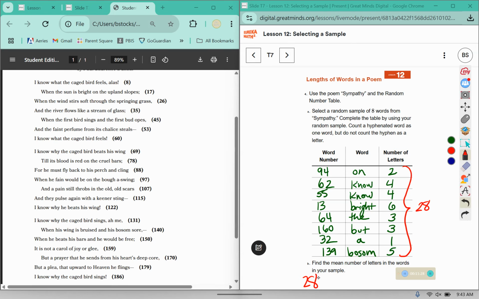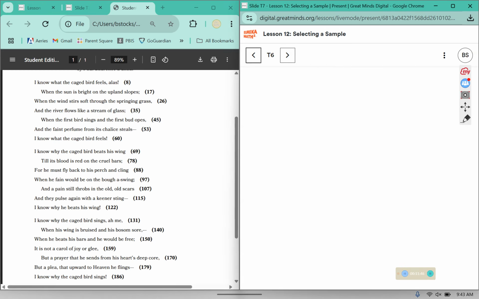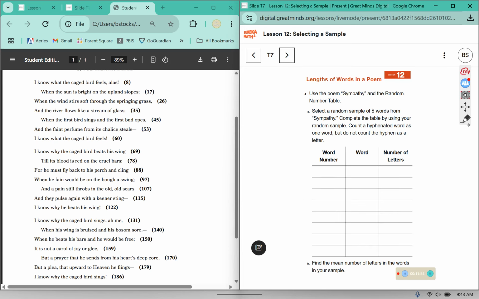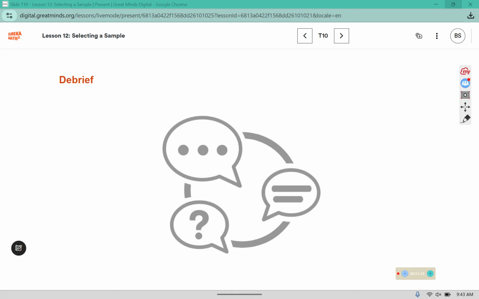And then we need to divide by 8 because there are 8 values, which is 3.5, which is a lot closer to our expected measurement of what was typical for the poem. If we looked back at our dot plot, 3.5 falls right in line with what we were expecting. So when we use a random sample, it eliminates some of that bias, and it should get us closer to the actual average of the whole poem. Using a random sample is better than selecting things by hand.